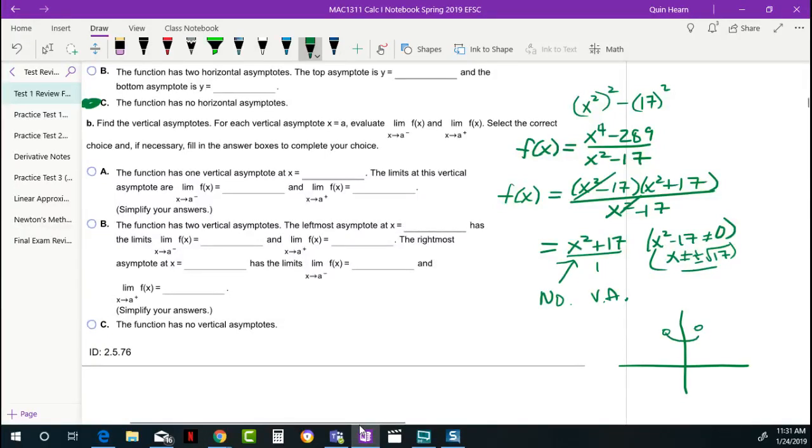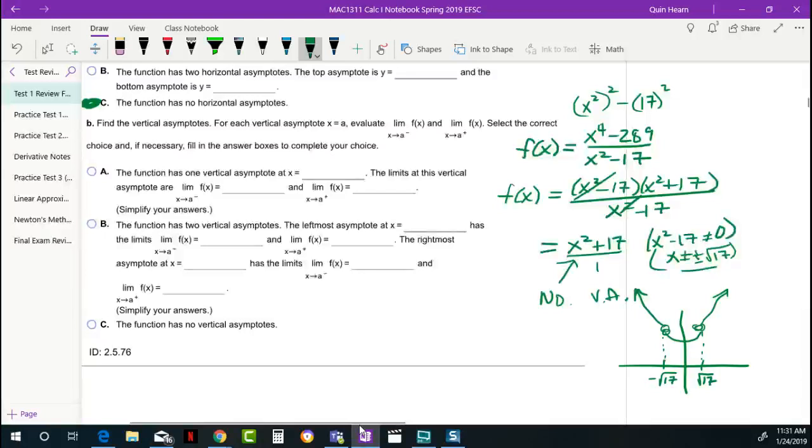So it's going to be a parabola. And over here at negative square root of 17 and positive square root of 17, we have a little hole in the graph where the function is undefined. But other than that, it's defined everywhere, and there are no vertical asymptotes.